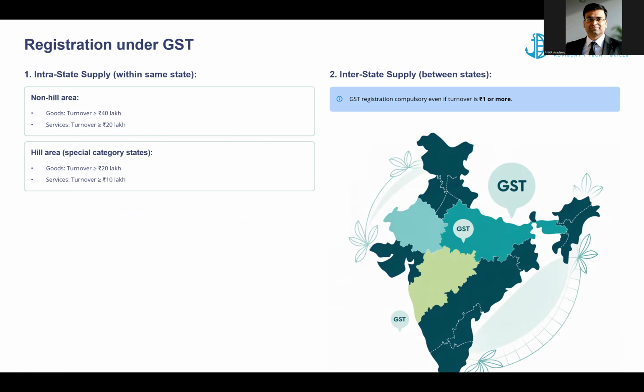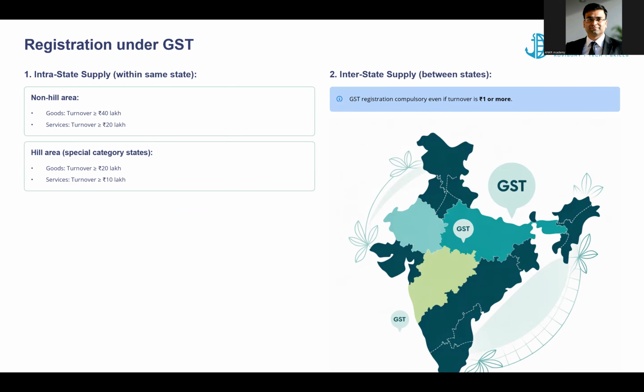So now, applicability of registration, right? Who will have to get registered under the GST regime? Any person who is supplying or selling goods or services in interstate supply. Let's say we took the example of MP and Maharashtra. So even if you are doing a supply or business of 1 rupee, you will have to get registered under the GST Act, right?